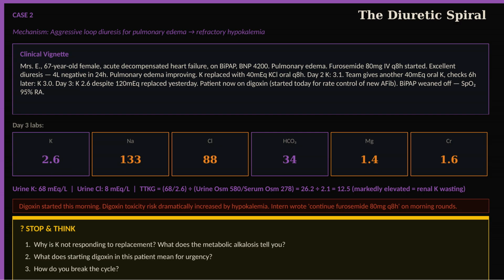And here's the kicker. She was started on digoxin this morning for rate control of new atrial fibrillation. Her other labs: chloride 88, bicarbonate 34, a metabolic alkalosis, magnesium 1.4. Her transtubular potassium gradient comes out at 12.5, markedly elevated. And the intern wrote, continue furosemide 80 every 8 hours. Stop and think. Why won't this potassium respond? And what is that alkalosis telling you? What does starting digoxin do to your urgency? And how do you break the cycle?